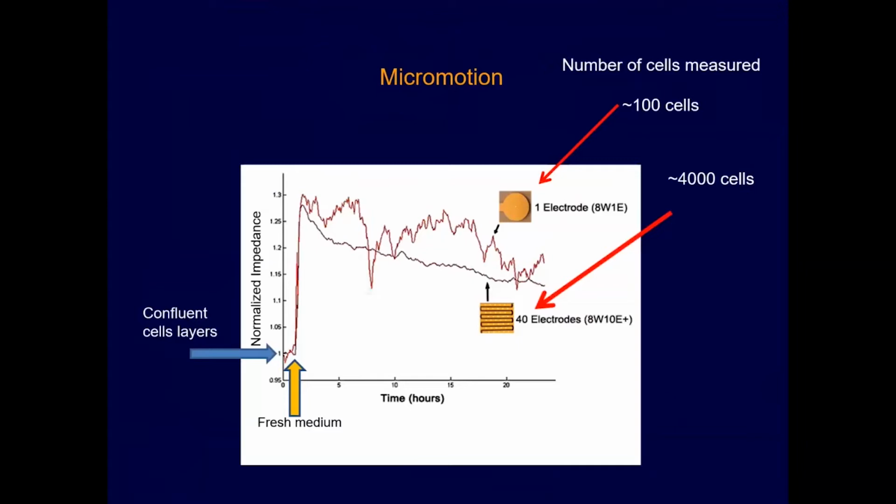But in general, most work now is done with additional electrode area to calm the micromotion and see overall trends in the impedance changes. So the difference here is looking at maybe 100 cells as opposed to 4,000 cells on the 40 electrode array.